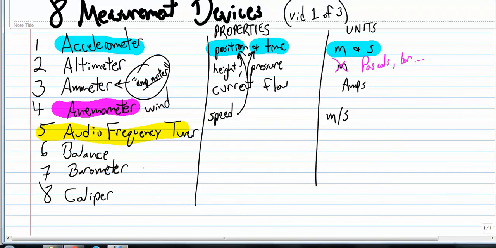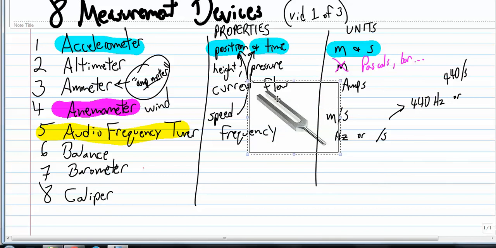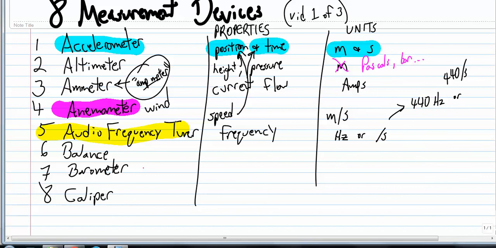But what's the big idea here? An audio frequency tuner is measuring the property of frequency. And frequency is a weird unit. It's called the hertz. Hz, that's an abbreviation for hertz. And that's the same thing as per second. So a tuning fork might have a frequency of, I don't know, 440 hertz. Or you could say 440 per second. That's how many times the tines on a tuning fork go back and forth per second. That's pretty fast, huh? Okay, 5 down, 3 to go.